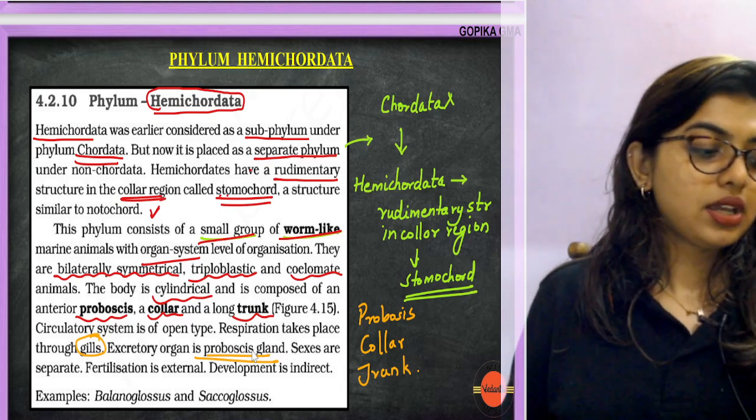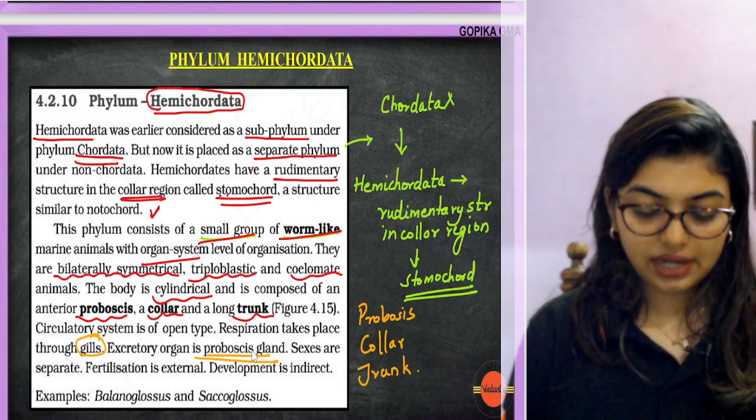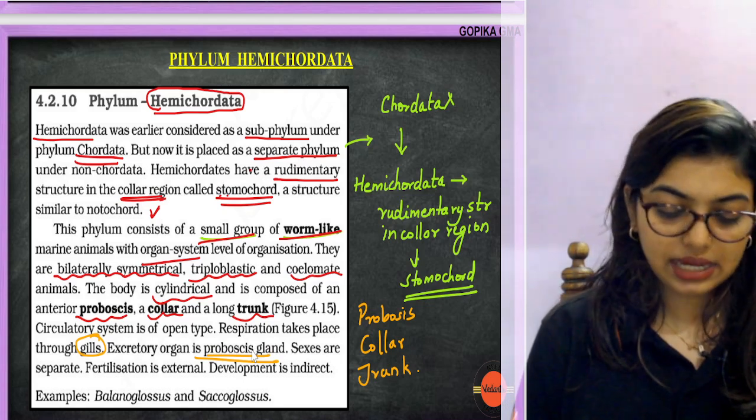Okay. So this is collar, proboscis and trunk.